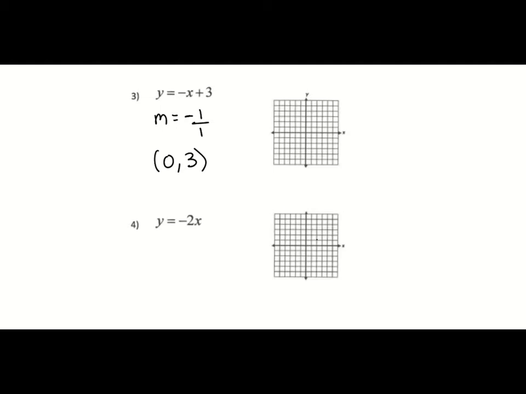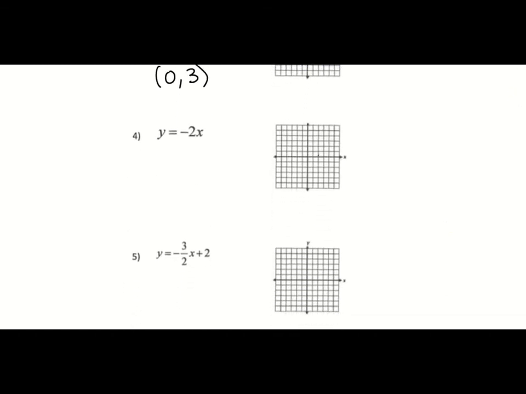So I'm going to start with my y-intercept. (0, 3) means I'm going to go up 3. And then my slope is -1 over 1. So I'm going to go down 1 over 1. Let's try that again. Connect my 2 points, and this is my line. Draw my arrows.